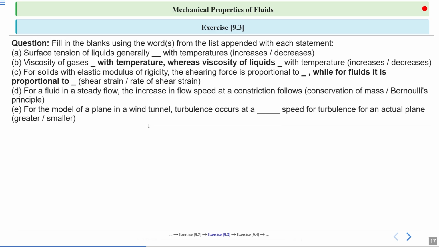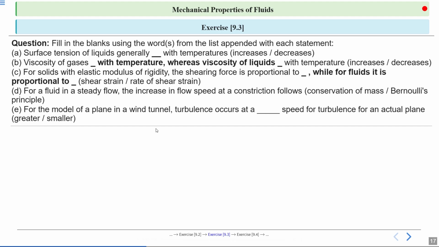Fill in the blanks using the words from the list appended with each statement. A. Surface tension of liquids generally dash with temperature, increases or decreases. B. Viscosity of gases dash with temperature, whereas viscosity of liquids dash with temperature, increases or decreases, arranged respectively. C. For solids with elastic modulus of rigidity, the shearing force is proportional to dash, while for fluids it is proportional to shearing strain divided by rate of strain.